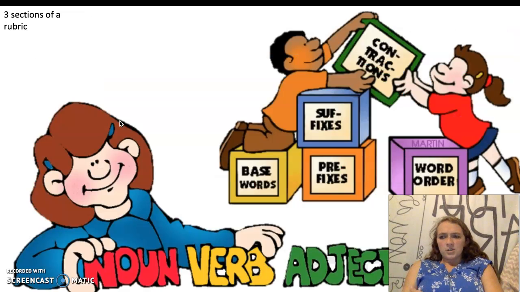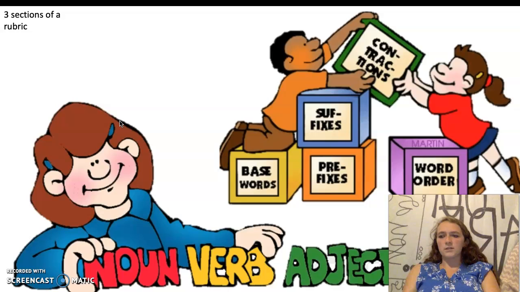Rubrics include 3 sections: grammar and vocabulary, interesting detailed answers, and quality of questions. When creating a rubric for grammar and vocab, only include those that we have already studied. And also when explaining the rubric, give good and bad examples of what you're looking for.